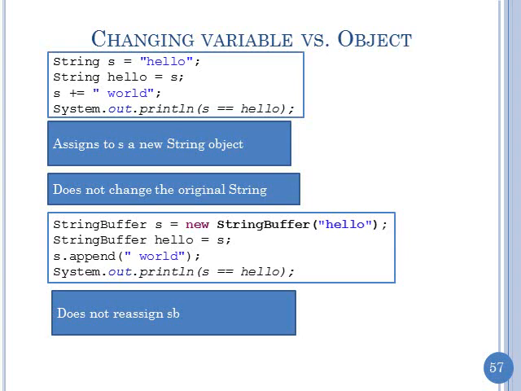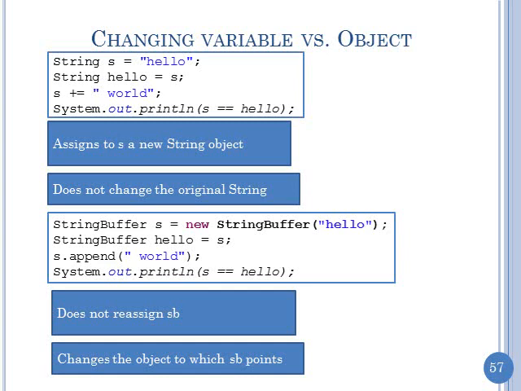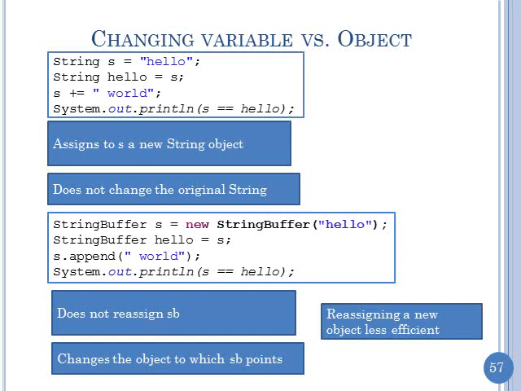Okay, here we're not reassigning the StringBuffer. Okay, I called it, I guess, s. I meant to call it sb. So there's a little bit of a mistake here. Okay. So this should be really sb rather than s. So reassigning a new object is less efficient because you're constructing the whole, you're making.